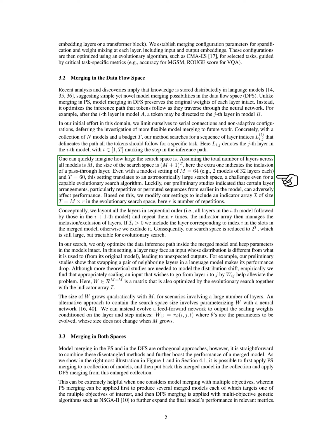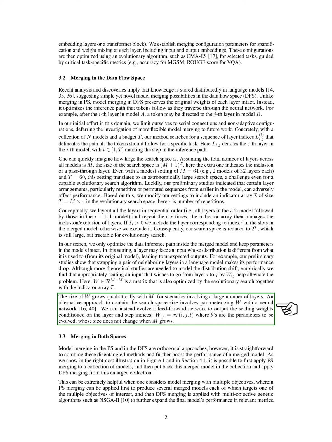negatively impact performance. To address this, we include an indicator array in the evolutionary search space to control the inclusion/exclusion of layers. Additionally, we optimize a matrix W along with the indicator array to scale inputs appropriately, which helps mitigate issues arising from distribution shifts. The size of W grows quadratically with the number of layers, but we can also explore parameterizing W with a neural network to contain the search space size.